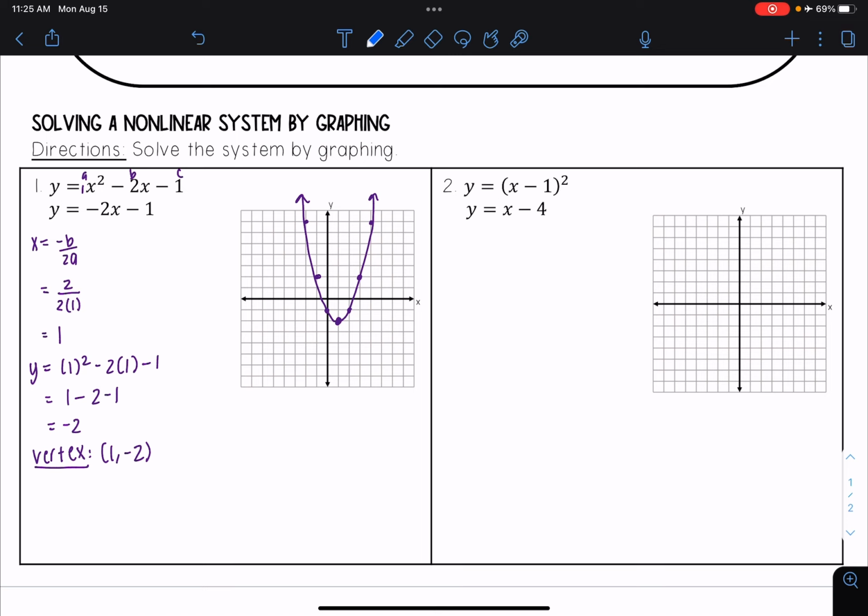Now I need to graph my line. Here it's in slope-intercept form. So my slope here is negative 2, or in other words, negative 2 over 1. And my y-intercept is negative 1. So to graph this line, I'm going to start at negative 1 on my y-axis, which is right here. And the slope of negative 2 tells me I'm going to go down 2 to the right 1. And then I can also go the opposite direction by going up 2 to the left 1.